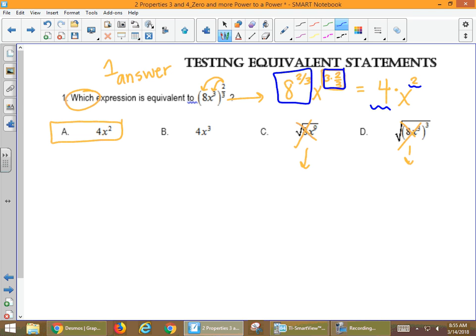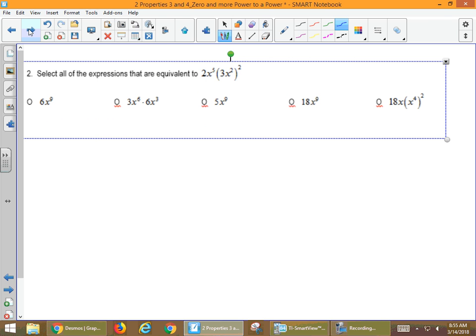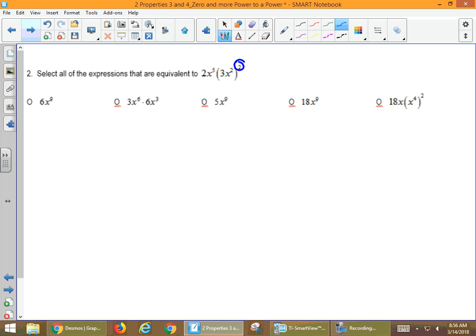All right, try to stay with me on the next one. Select all that apply, or select all, tells us we're going to have more than one answer. Absolutely, positively more than one answer. Make sure you're with me on this problem. All right, so this x squared exponent only applies to the 3 and to the x squared. So I'm just going to work with that first. I'm going to leave the 2x to the 5th until later.